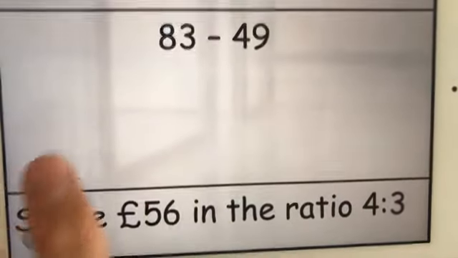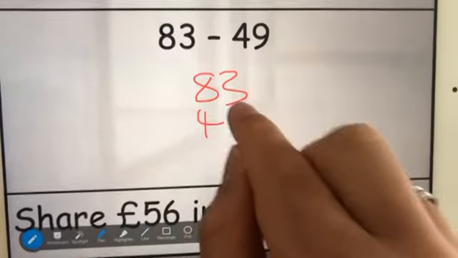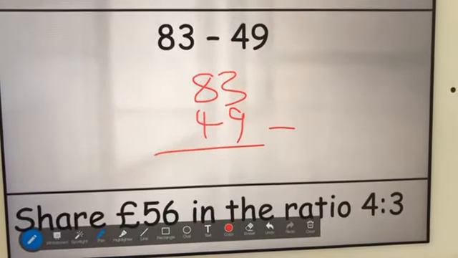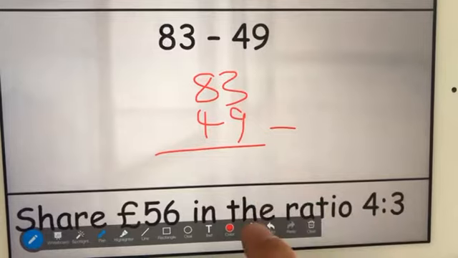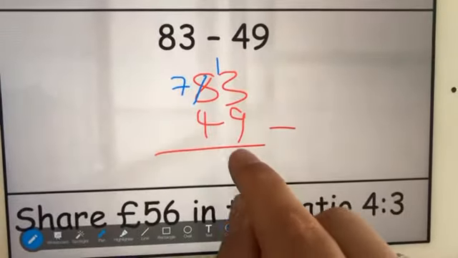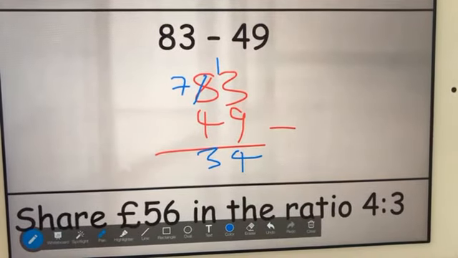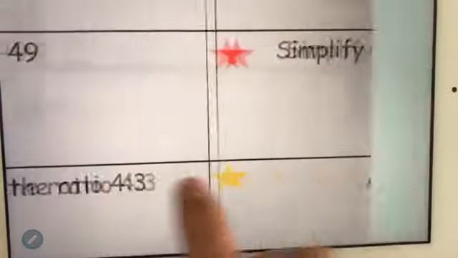83 take away 49. Lay it out exactly as you would for any subtraction. Don't try and do it in your head, even though it's tempting. 3 take away 9, I have to borrow. 13 take away 9 is 4. 7 take away 4 is 3. My answer is 34. Again, if you can do it in your head, great, but I'd always suggest writing down a written method just to check your answer. That one was worth 2.